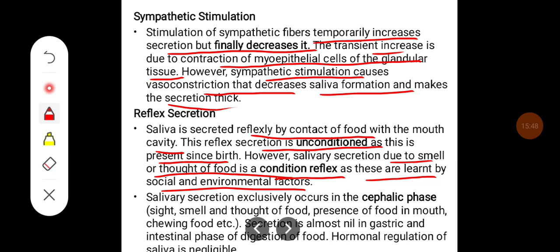Salivary secretion occurs exclusively in the cephalic phase, that is sight, smell, thought of food, presence of food in the mouth, and chewing. Secretion is almost nil in the gastric and intestinal phases of the digestion of food. The hormonal regulation of saliva is negligible.